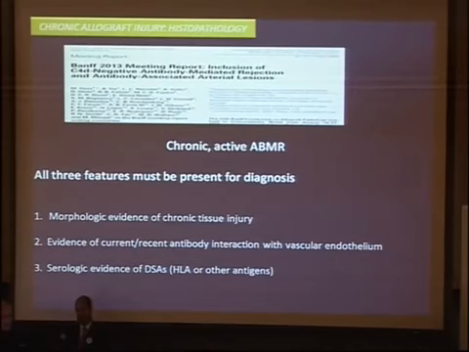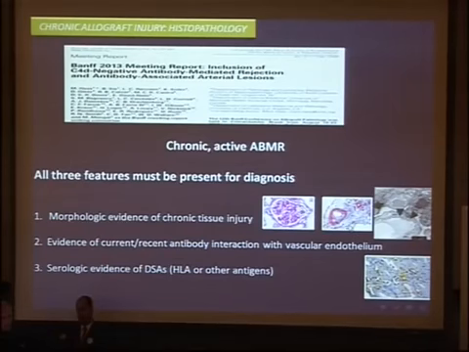Therefore, according to the Banff schema, in order to diagnose chronic active antibody-mediated rejection, we have to have all these three features. First, morphologic evidence of chronic tissue injury: transplant glomerulopathy, vasculopathy, multi-layering on electron microscopy. Second, evidence of struggle between antibody and vascular endothelium, and one of these evidences is the presence of C4d positivity. So if we have C4d negative and we have other evidence of this struggle, it still counts. And the third pillar is the presence of positive donor-specific antibodies. So in order to diagnose chronic active antibody-mediated rejection, we need all these three factors present.